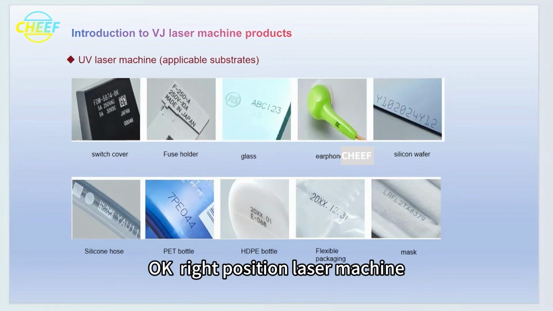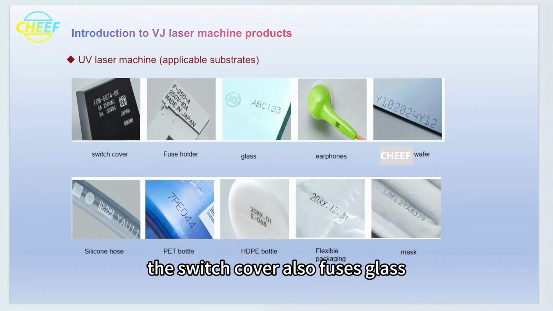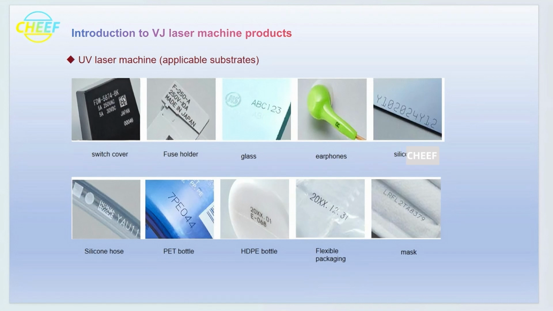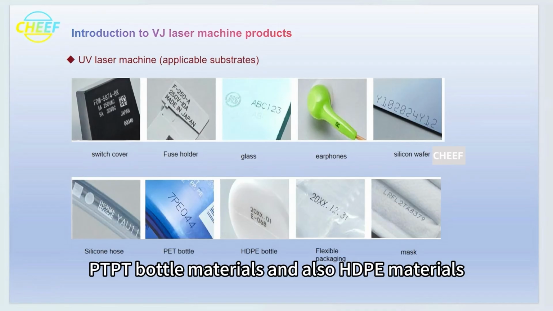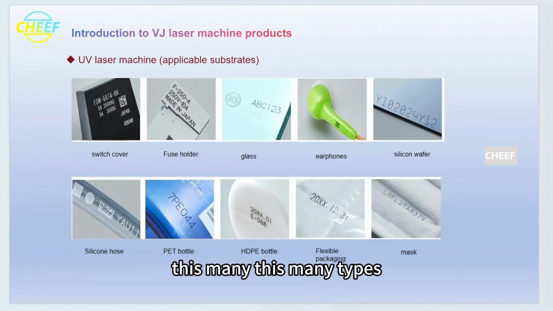Okay, the right position laser machine is used for machine materials. The cover on the switch cover, also fuses, glass, earphones and silicone wafers. Soft silicone tubing, PTPT bottle materials, and also HDPE materials. Soluble packaging. Masks are mainly suitable for this many types.